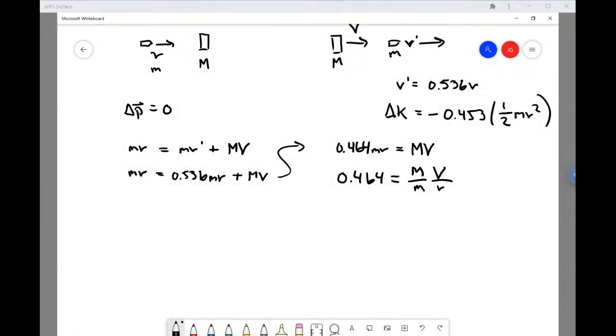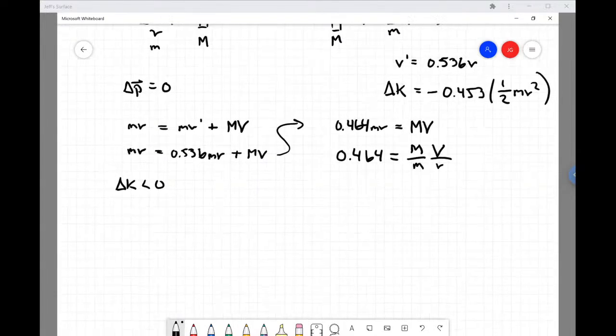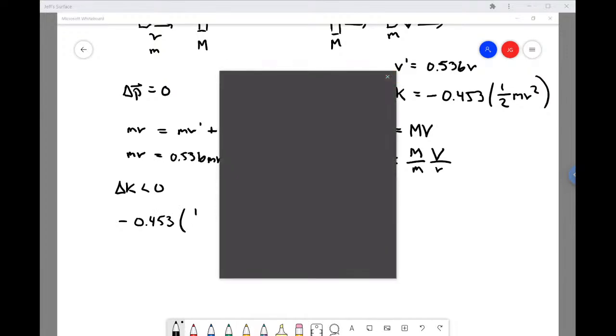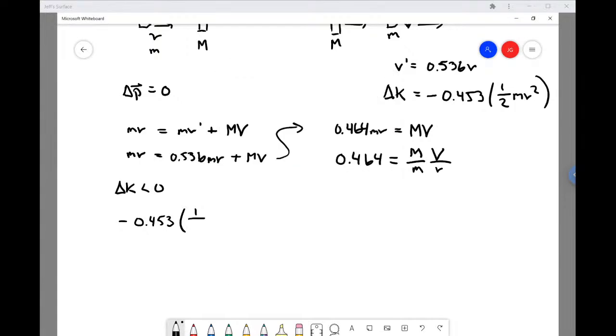All right. What about the fact that kinetic energy is lost? Okay, the change in kinetic energy is less than 0. Well, let's write out an expression for that because we know what the loss is. The problem tells us the system has lost 45.3% of the kinetic energy it started with, which is 1/2 m little v squared. That's how much kinetic energy it started with. All the energy was with the bullet.